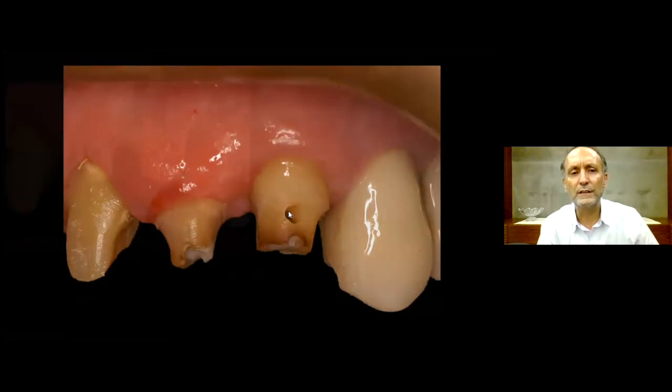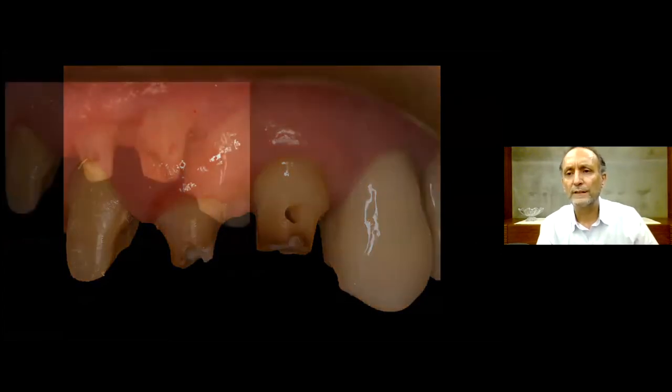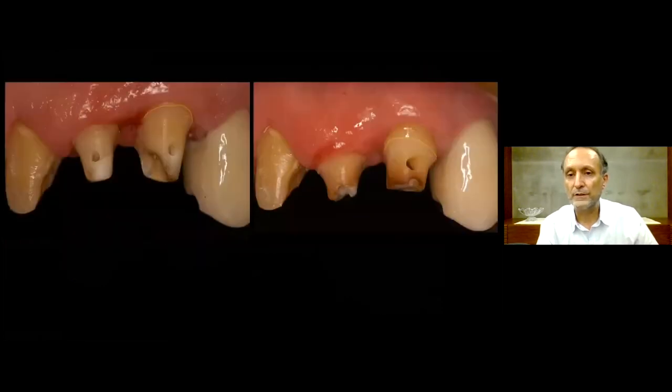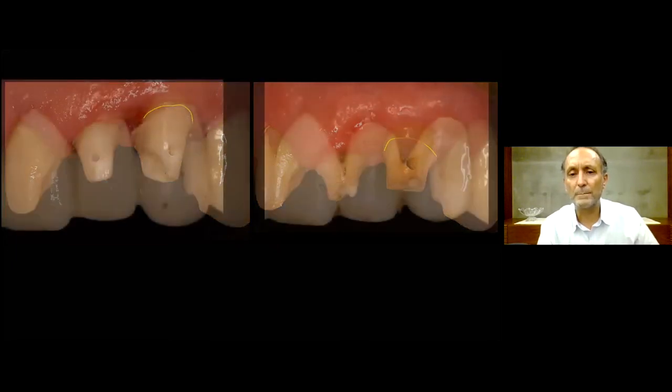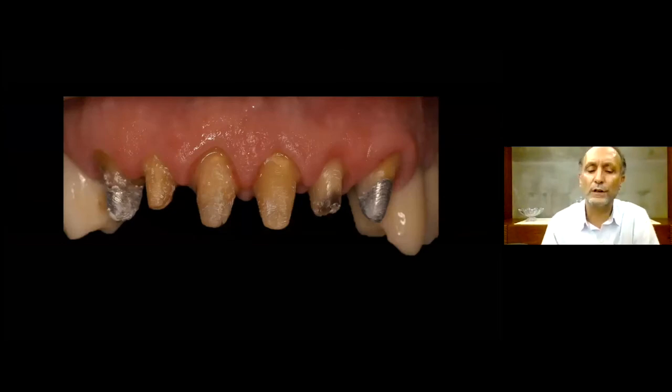And you can see here, the before, this is after we gained even the papilla. And this is the level of the preparation, which is more coronal now. And this is the temporaries. These are the temporaries. This is the final restoration or the final architecture before the placement of the final restoration.